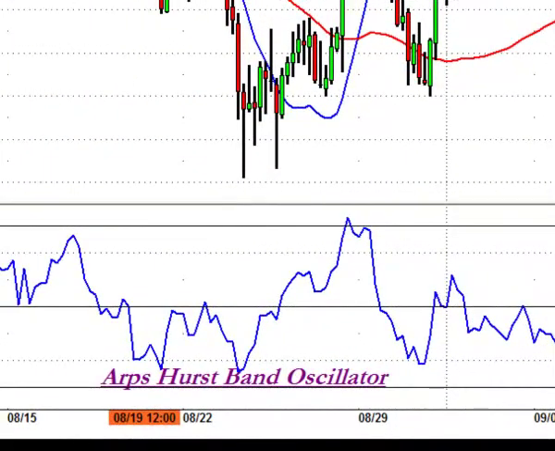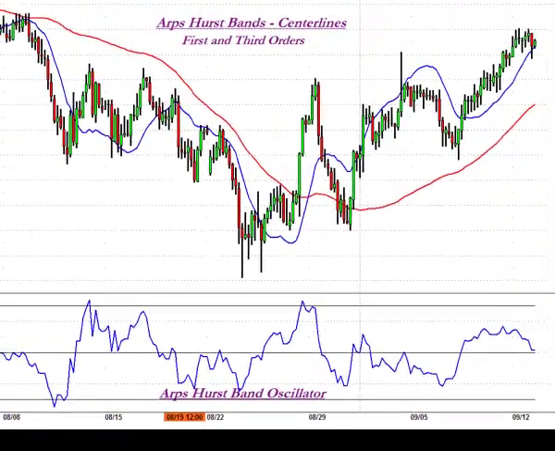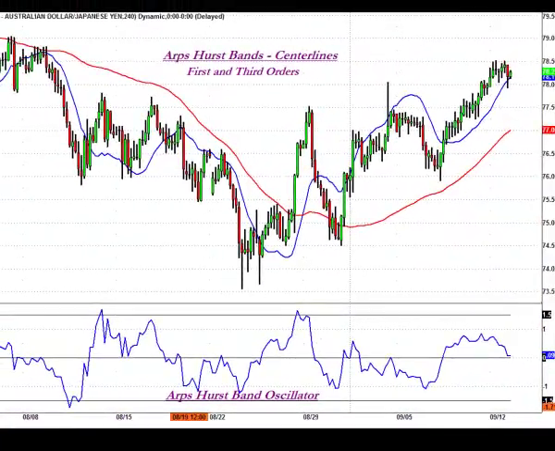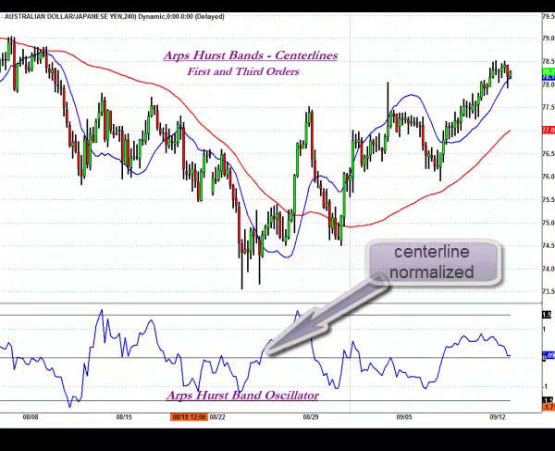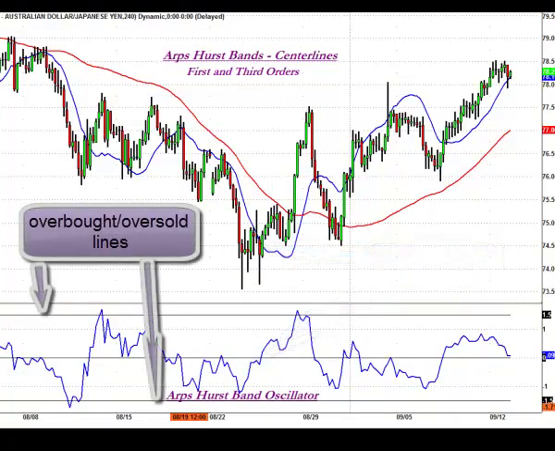The Arps Hurst Band Oscillator is a tool that enables the user to view the relationship of price to the Hurst centerline as an overbought or oversold oscillator. The zero line in the middle of the oscillator represents a normalized indication of the Hurst centerline, and the adjustable overbought and oversold lines represent the position of the sigma bands relative to that centerline.